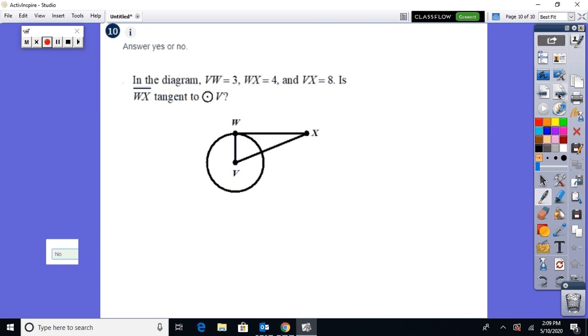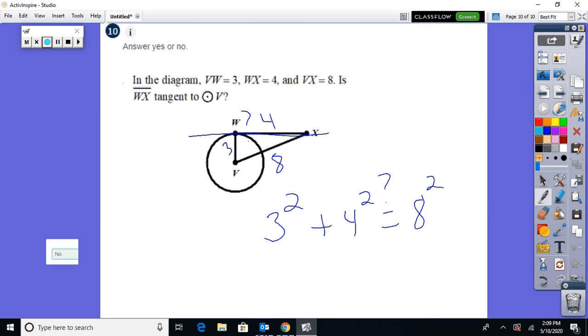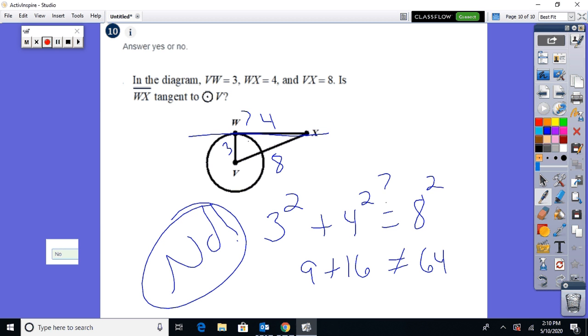And the last one. Let's see here in the diagram. VW is 3. WX is 4. VX is 8. So is that a tangent? So we don't know if that's a tangent or not. So you set Pythagoras up. Good old Pythagorean theorem. Question mark. 8 squared. Heck no, right? You know that 9 plus 16 does not equal 64. So therefore, it is not a tangent. How about no? Okay, it's not.